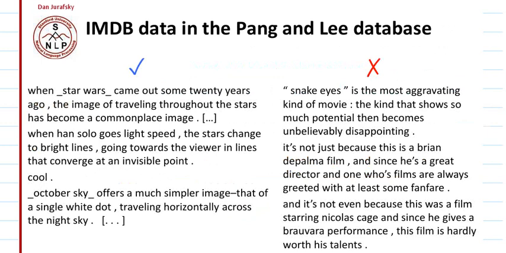You can see the text in which, when Star Wars came out some 20 years ago, the image of traveling. There are lots of things that we can identify as positive, and this "Snake Eyes" is most aggravating. Again, we can identify the sentiments with the help of some kind of attitude words, like "disappointing" and "great dimension". There are a lot of things that we can get out from this text, and then we can classify it into a positive or negative sentiment.